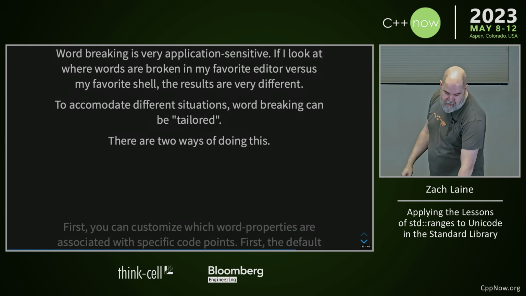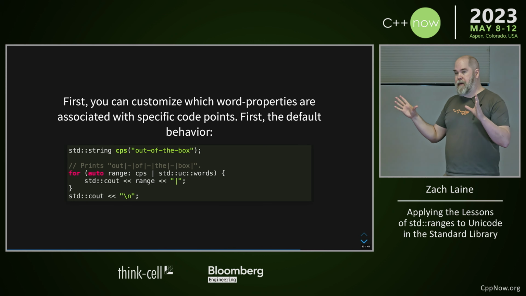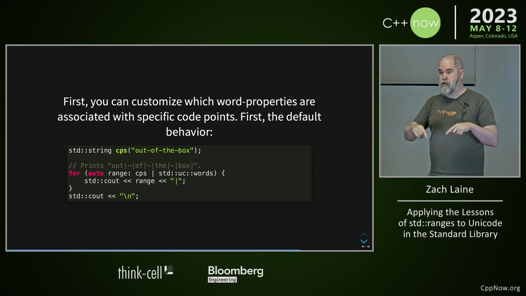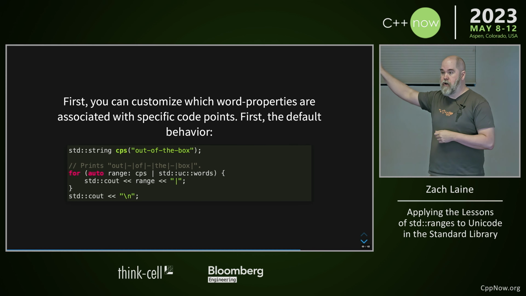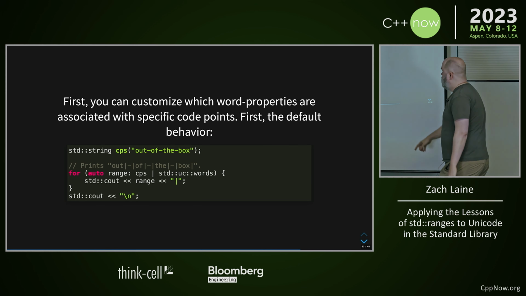So for the word breaking algorithm, this is what we do. The first thing is you can take that property mapping function, where you take a code point and map it to a property, and you can edit it. You can provide your own property mapping function. So here's the default behavior. If I print out of the box, you see where the line breaks are here.